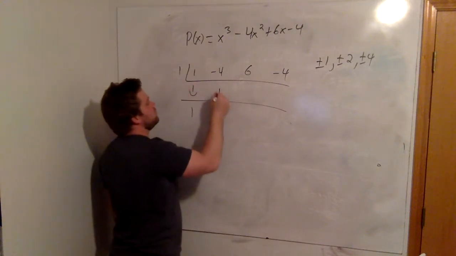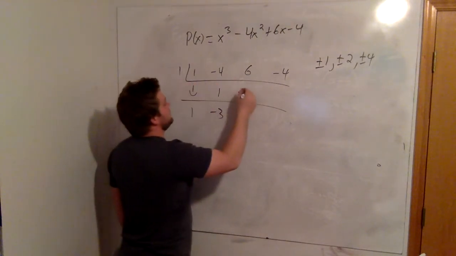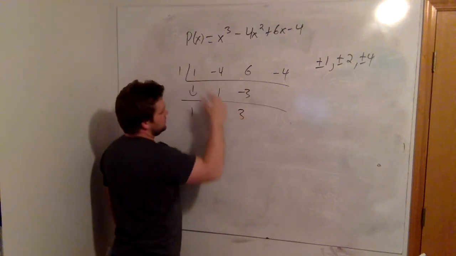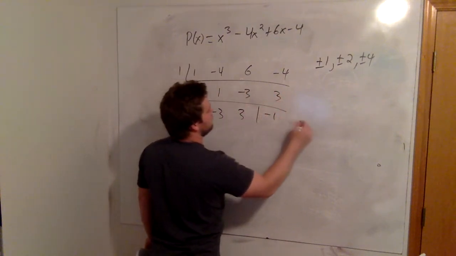So 1 times 1 is 1. We'll get negative 3 here. Here I'll get a 3. Here I'll get a 3. I get out a negative 1. Bummer.